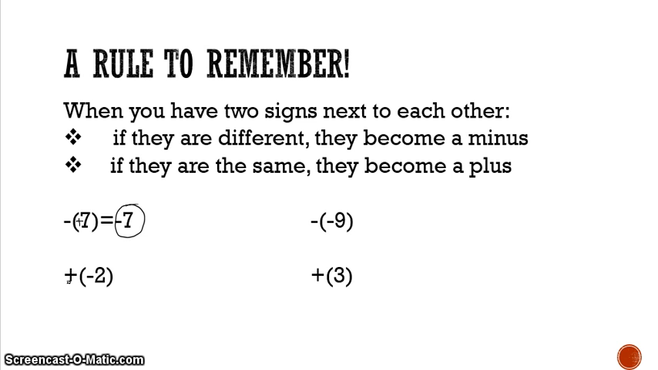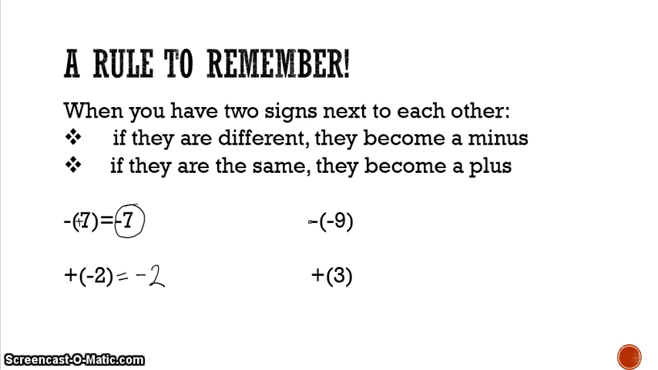Let's take a look at this one. Again, I have plus negative 2. Plus and minus are right next to each other. They are different, so they will become a minus. So the answer to this will become a negative 2.